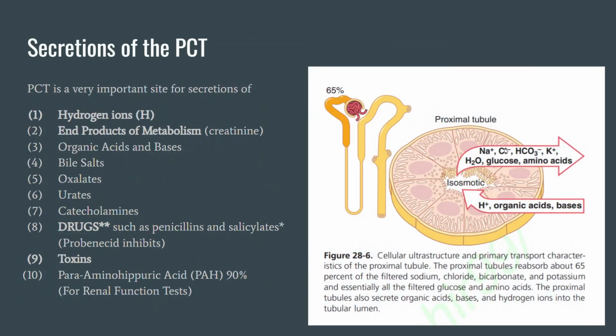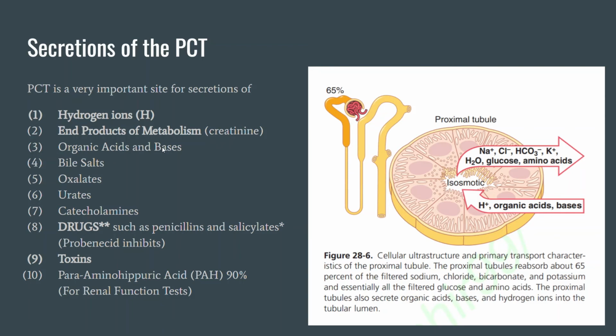One of the most important functions of the PCT is actually secretion. These are the substances that are actually secreted by the PCT, and one of the most important ones is hydrogen ions. The PCT actually secretes a lot of hydrogen ions and prevents acidosis from developing in the body. Other substances such as end products of metabolism such as creatine are also actually secreted by the PCT, and creatine specifically is almost 100% secreted.